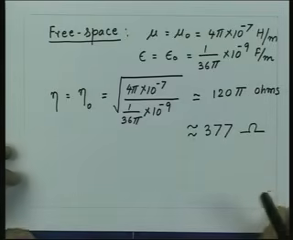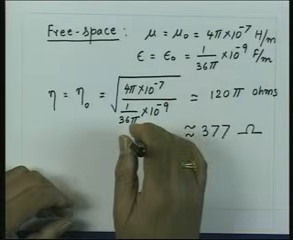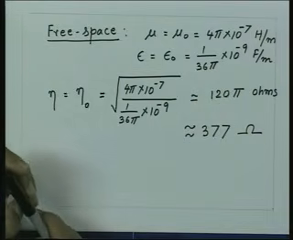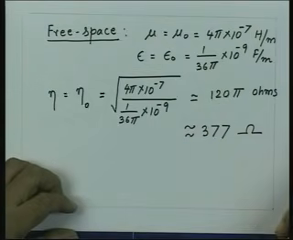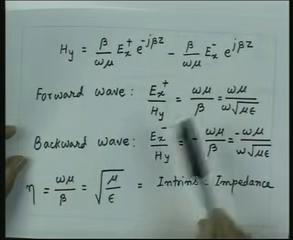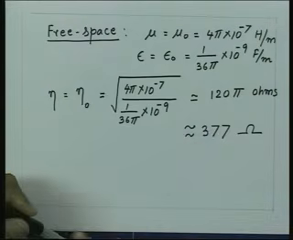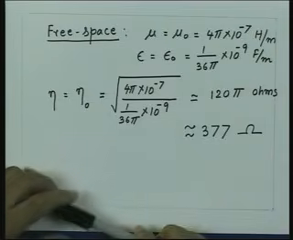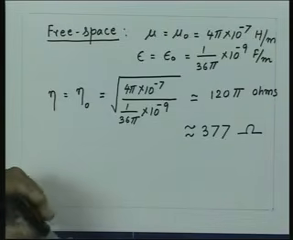When we were discussing transmission lines, we had seen that the ratio of the voltage and current for a travelling wave is always equal to the characteristic impedance. The same statement now we can make for a travelling wave in the 3-dimensional space, that for this wave the ratio of the electric and magnetic field for a travelling wave is equal to the intrinsic impedance of the medium, and for free space this intrinsic impedance is 120 pi or 377 ohms.